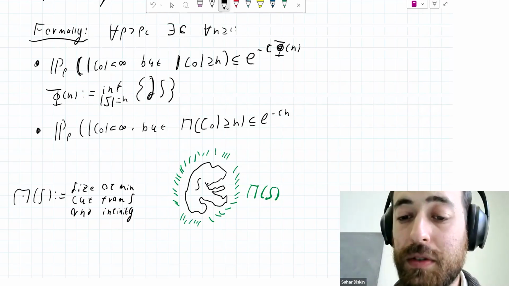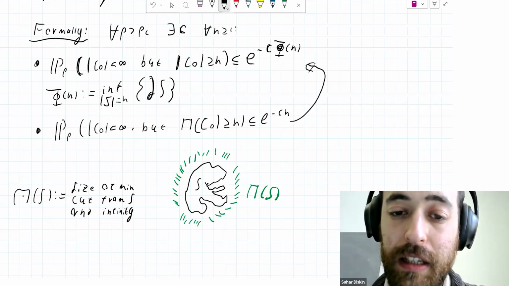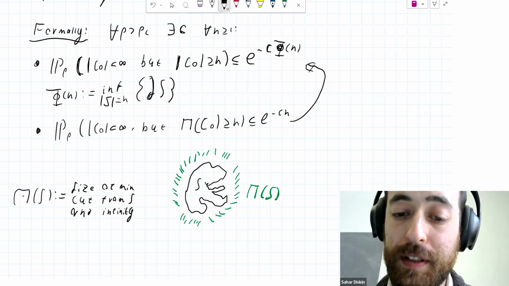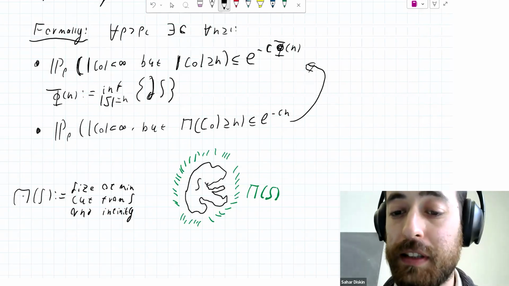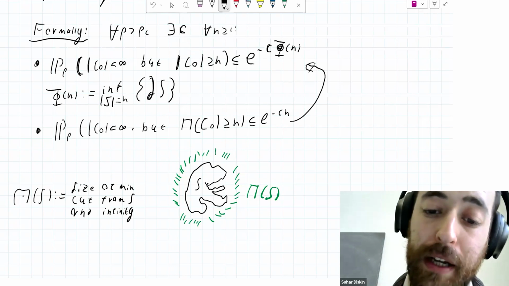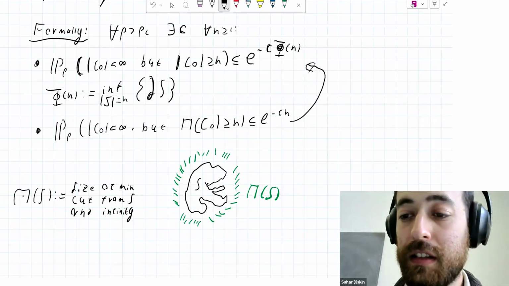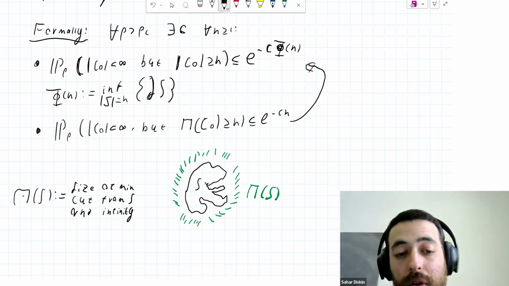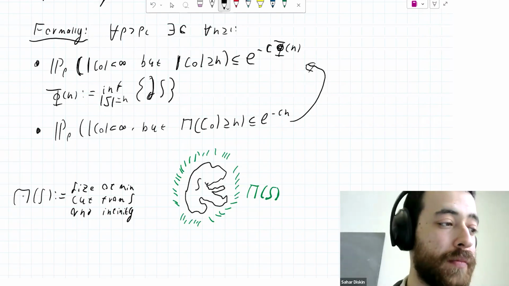And it's quite easy to see why this implies this, right? Because if pi of C0 is at least n, then phi of C0 is at least n, and we get exactly what we want. Or to be more precise, pi of C0 is at most the size of phi of n. So there is a way to move between the two of them.